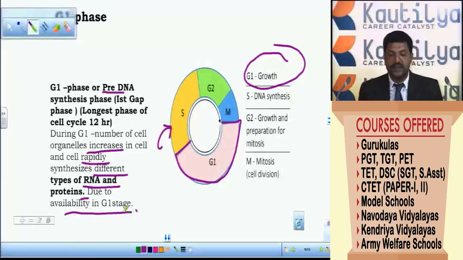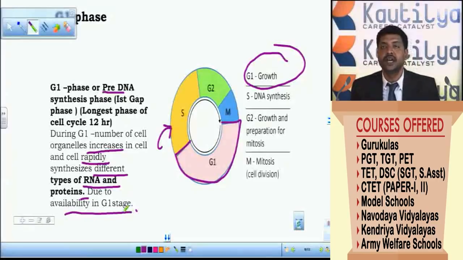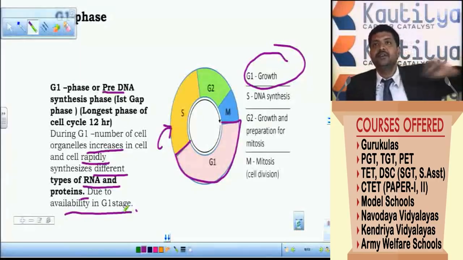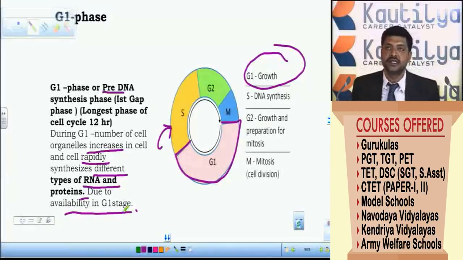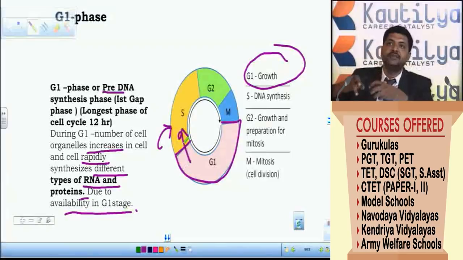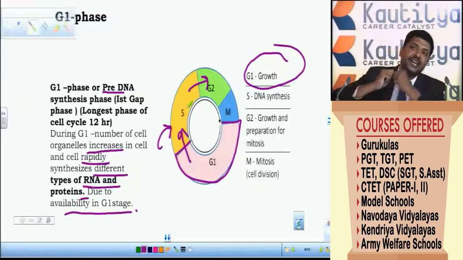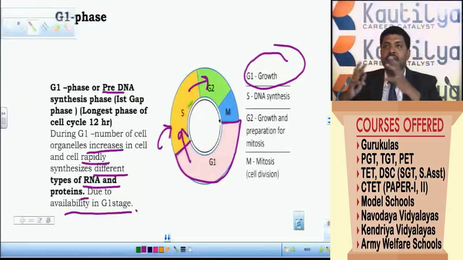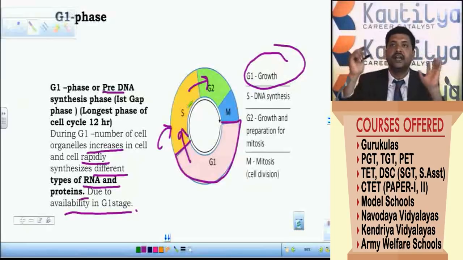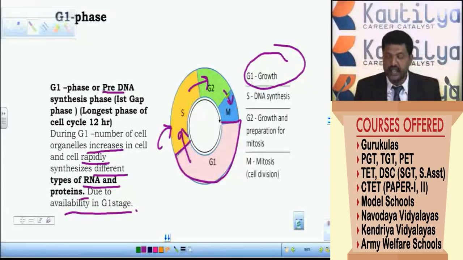Due to the availability of DNA, RNA is synthesized as well as proteins, and whatever proteins are required for the synthetic phase are synthesized in the G1 phase. So the cell in G1 is preparing all the enzymes for the S phase. In S, DNA replication takes place and then it enters into the G2 phase. In G2 phase, what happens? All enzymes, proteins, lipids and ATP required for the division phase are made in the G2 phase, and then it enters into mitosis or meiosis.